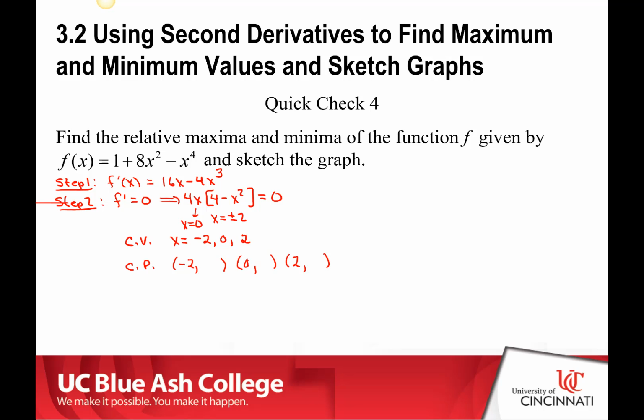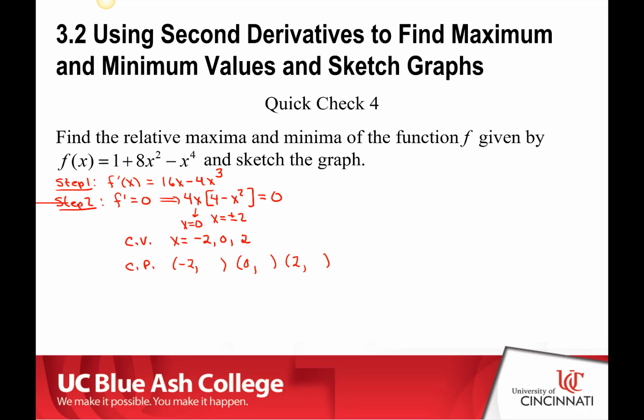Fire up that calculator, press y equals, clear out whatever's in there from the last round. I'm going to put in 1 plus 8x squared, subtract x to the 4th. Press enter. Into y2, I'm going to put 16x subtract 4x raised to the 3rd. Now, while I'm here, should I go ahead and poke in the second derivative? Might as well. I mean, you can look at it and figure out what the second derivative is. It's going to be 16 subtract 12x squared. Boom, all three are in.